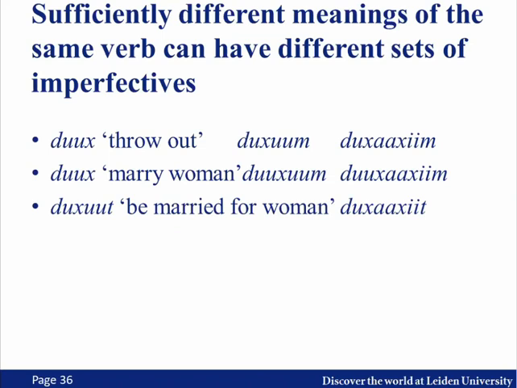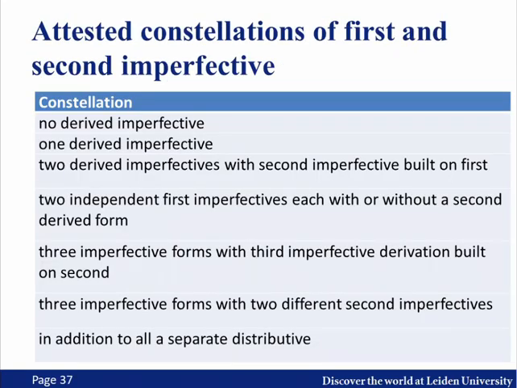Again, with the doeg and doeghoed, doeg to throw out, doeghoem, doeghachim, but doeg to marry a woman. Doeghoem and doeghachim with a long u. And doeghoed, to be married, that's you say of a woman, of course. Doeghoed, doeghachit, that is the first and only imperfective form of that verb. So, yet another illustration that if the meanings are sufficiently different, then we get different imperfective markings.